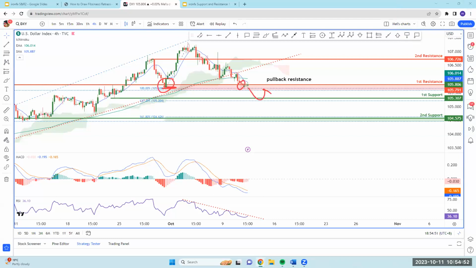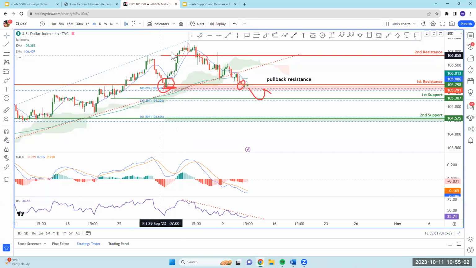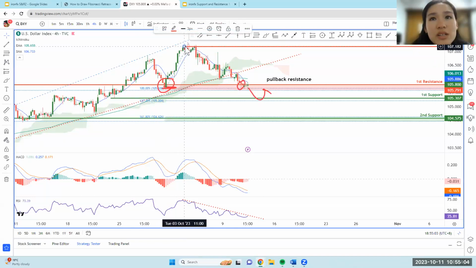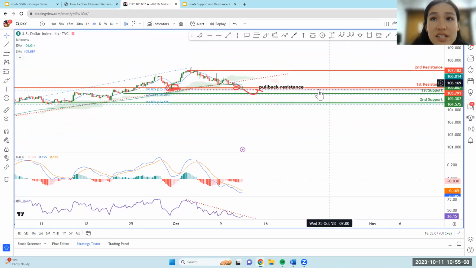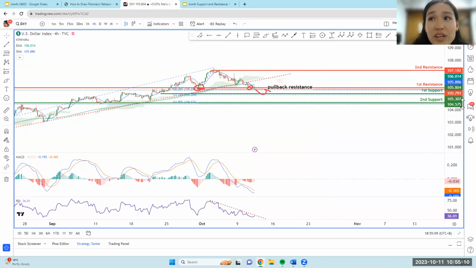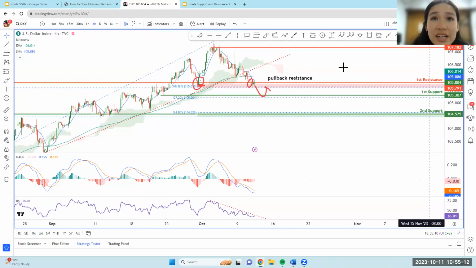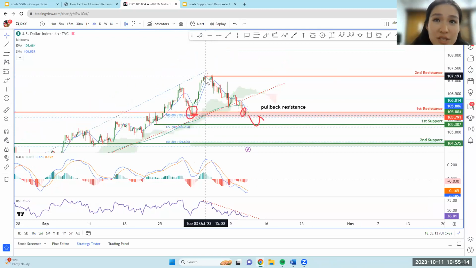The second resistance is clear to me. I mean, the first resistance should be at the peak. Oh yeah, you can place it here as well. It's just that I prefer my resistance and support levels not so far away from where price is currently at. But yeah, it can be at the peak as well.